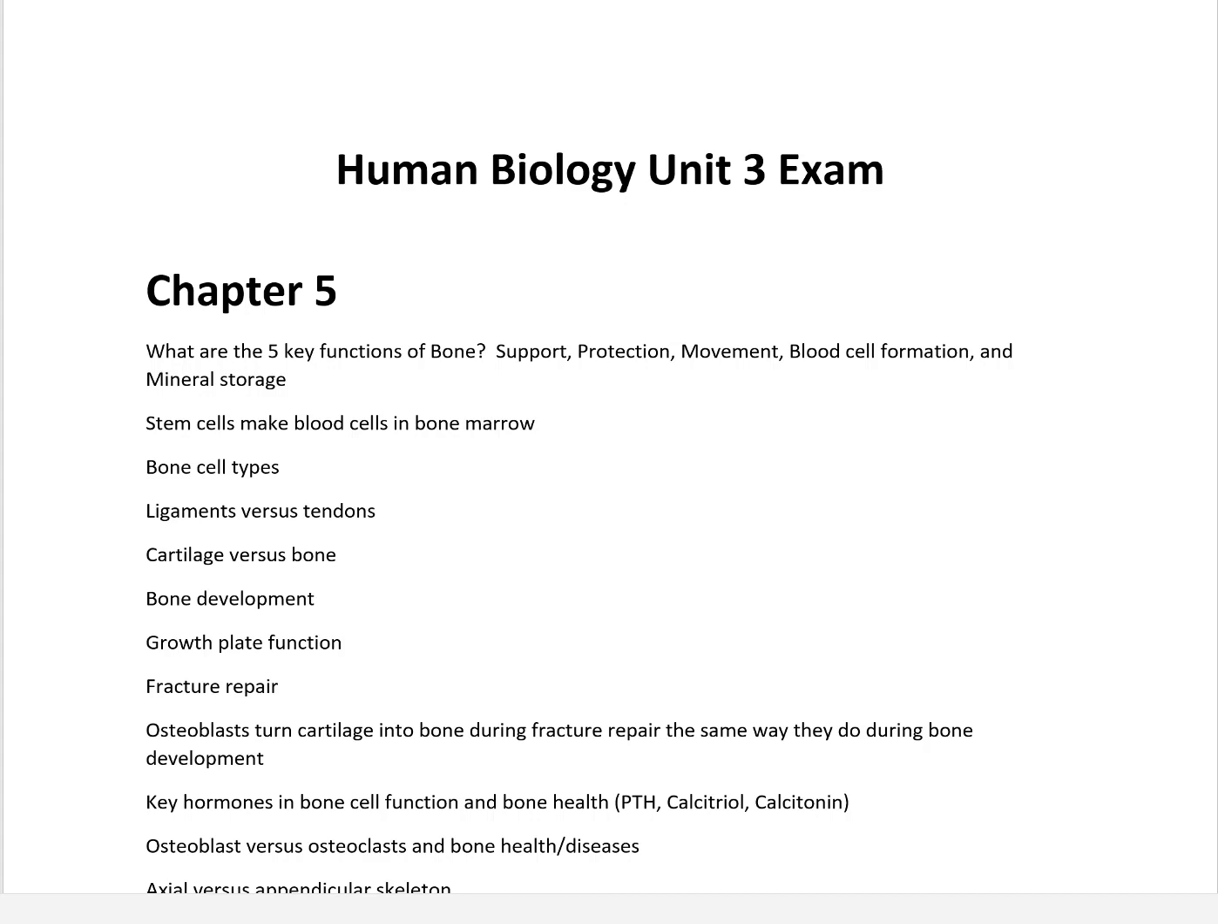All right, Chapter 5. What are the key functions of bone? They are support. So of course, it's the framework your body's built on. Protection, think rib cage, protecting your heart, etc. Your cranium, protecting your brain. Movement, we only move because muscles contract, but if they had nothing to originate from or insert on, we couldn't move. Blood cell formation is the one that people forget the most.